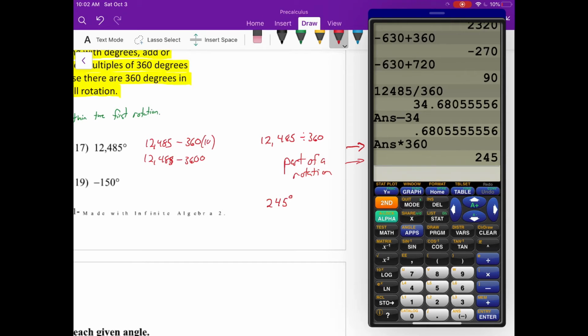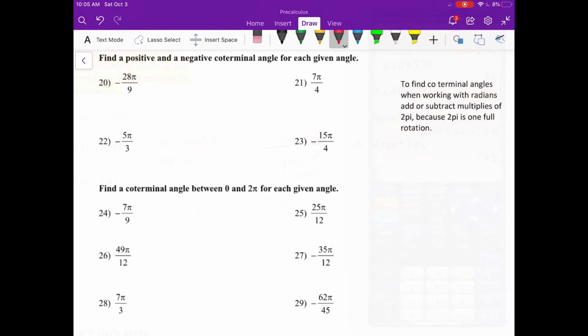And so what we did, again, is we took our large angle, divided it by 360 degrees, because that's one rotation. We then took off all of the extra rotations, the 34 rotations, and we were left with the decimal of 0.6805 continuing. That was part of our first rotation. It's part of a rotation, and so we multiply that by 360 degrees to find out how many degrees that is. So that's how you can find coterminal angles when dealing with degrees.